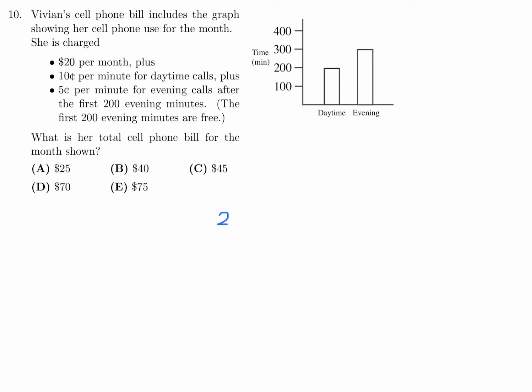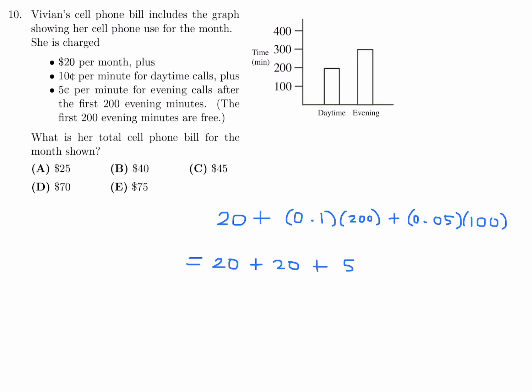Okay, so $20 flat rate plus 10 cents per minute during the day, and during the day she is talking 200 minutes, and then in the evening 5 cents per minute, and she talks 300, but the first 200 were free, so she's only going to get charged for the 100 after the first 200 minutes in the evening. So doing the math here, we get 20 plus 20 plus what's that, 5? So this is $45. Therefore, number 10, the answer is C.